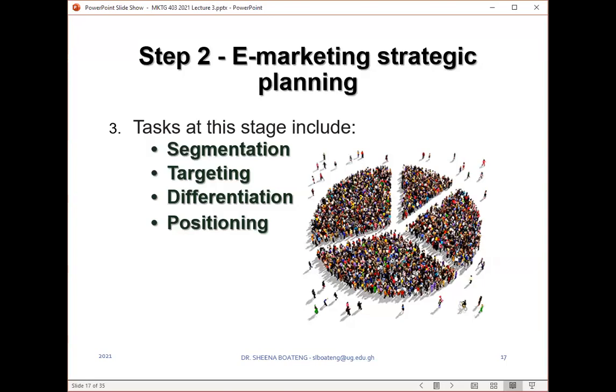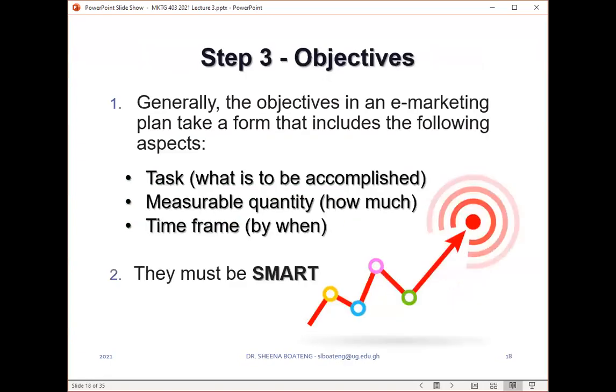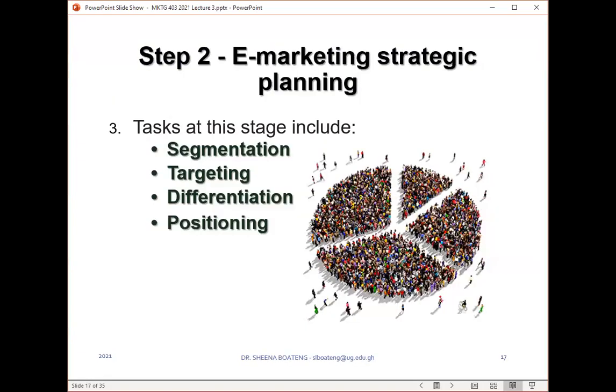Because once you have been able to conduct your market opportunity analysis, it helps you to identify the specific customer segments that you can target with your offering based on the opportunities that you identified, and how to use e-marketing to achieve these objectives of targeting, segmentation, differentiation, as well as positioning your brand to make sure that it stands out from the sea of competitors that we have over the online medium.